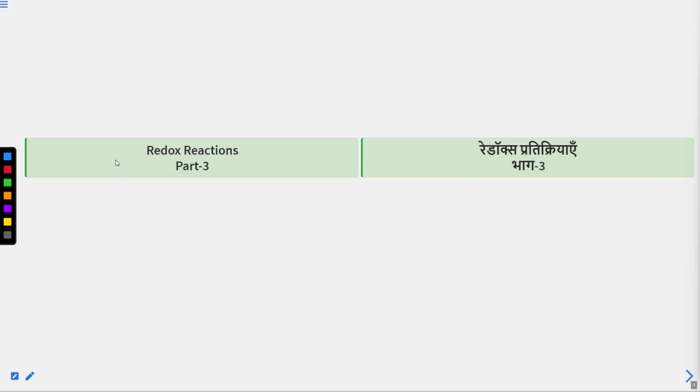Hello everyone. Today we are going to see some practice questions from the topic redox reaction, and this is part 3. Let's start.